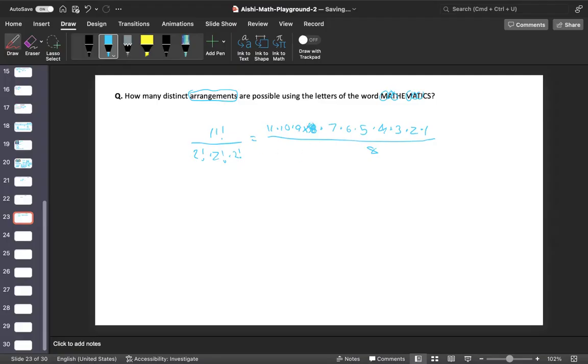So we can cross out the 8 up here and cross out the 8 down here. They cancel each other out. We're left with 11 times 10 times 9 times 8 times 7 times 6 times 5 times 4 times 3 times 2 times 1, which is equal to 4,989,600. If you multiply it, big number.